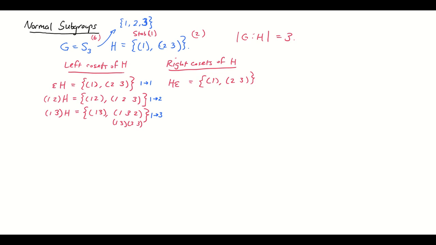Okay, now let's look at how right cosets work out. Let's see if they work out the same or differently. Well, if I take a different coset over here, let's try H times (1 2).